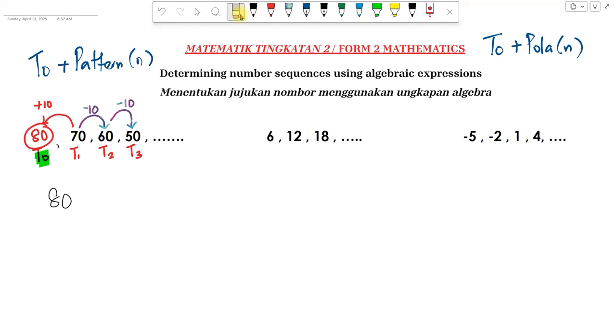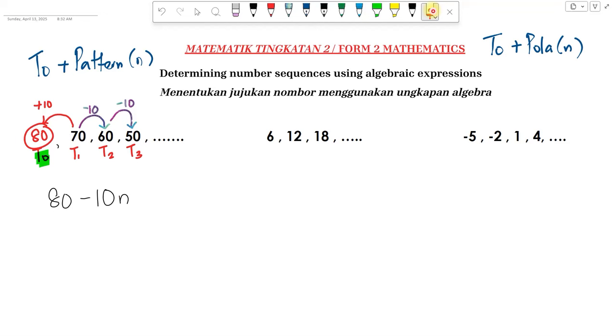Why minus? Because our pattern is minus 10, correct? So since our pattern is minus 10, we're going to put here minus 10 and then just the letter N. So let's look at the format. Term 0, check, done. Plus with the pattern, which is negative 10, done. And then the letter N. So there's a letter N here, done.